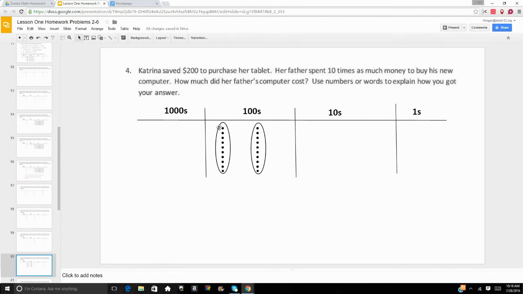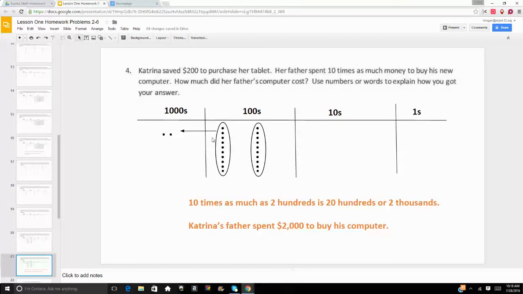Because that's 10 times. 100, 200, 300, 400, 500, 600, 700, 800, 900, 1,000. So each of these groups is a 1,000 because 100 times 10 is 1,000. And we can regroup each group of 1,000 to the 1,000s place. So 10 times as much as 200s is 20 as we know, 10, 20, or 2,000s. So Katrina's father spent 2,000 to buy his computer.